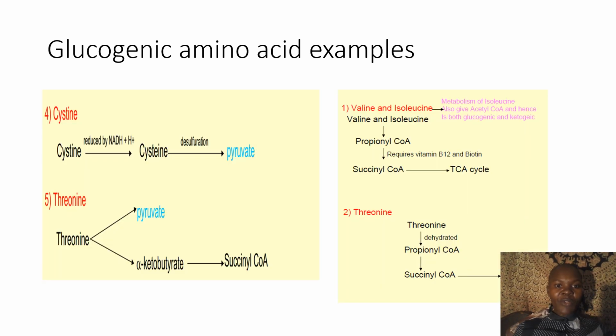Cysteine is also converted to pyruvate. There are several reactions, but at last we have pyruvate. And then you can have threonine, which is converted into pyruvate and further into succinyl-CoA. So those are examples of glucogenic amino acids.